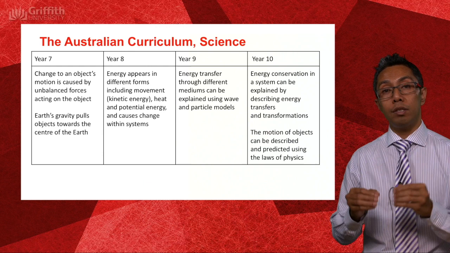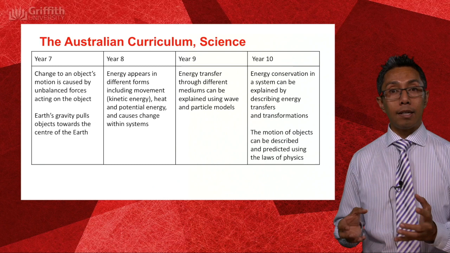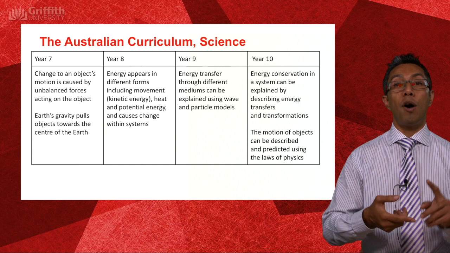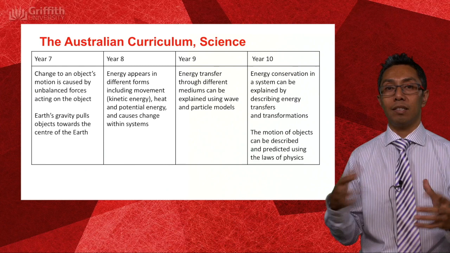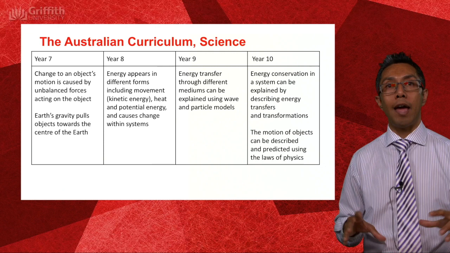Within the science understanding strand, there are four substrands. There's physical sciences, which we'll be doing today, biological, chemical, earth and space sciences. So the traditional sciences, physics, chemistry, biology, geology and astronomy, have been split up and divided in that manner.